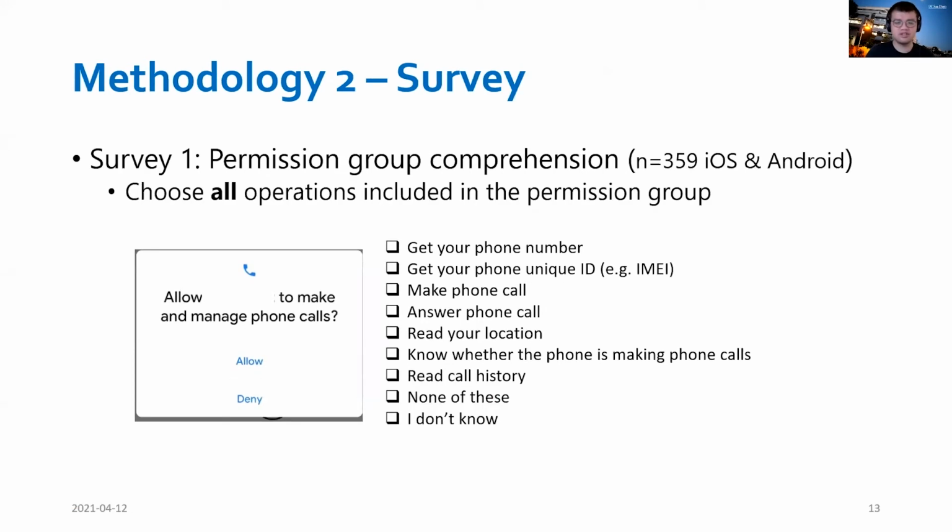To quantitatively evaluate users' comprehension, we designed one survey for the permission groups. As shown in this example, users need to choose all the permissions that are included in the permission group. Each participant is required to answer 4 permission groups.